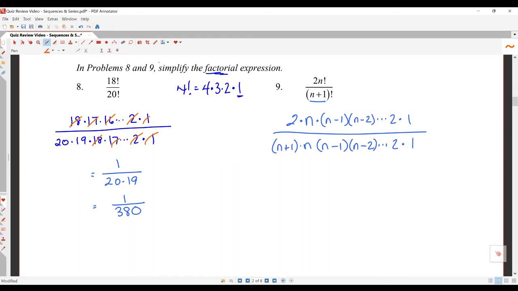And in these problems, the whole point is to simplify. It's not to completely multiply the numerators and denominators. So in this case, look for those common factors like n, n minus 1, n minus 2, all the way down. And when things simplify, it gives you just a 2 on the top and an n plus 1 on the bottom.